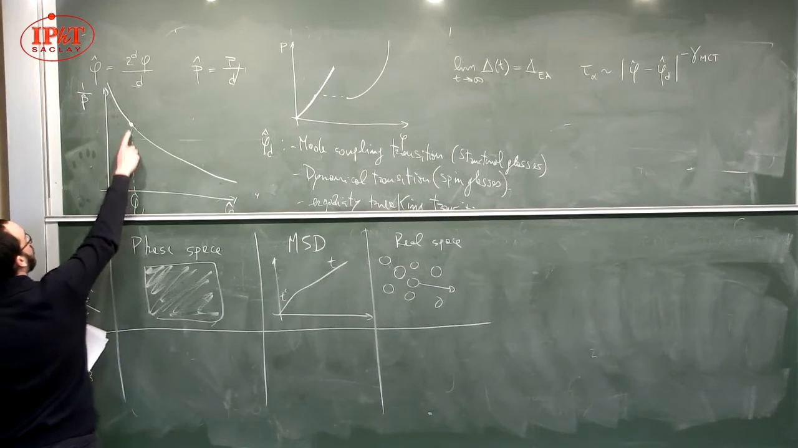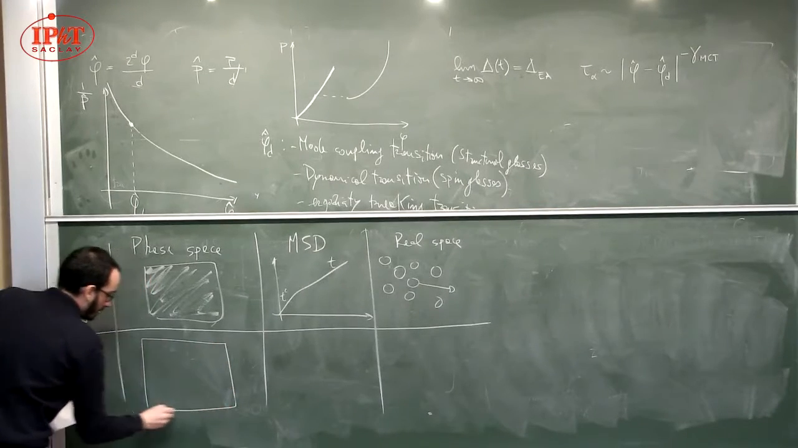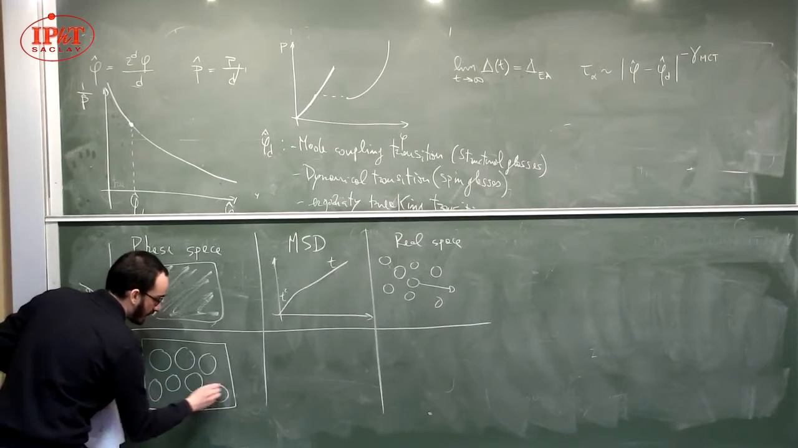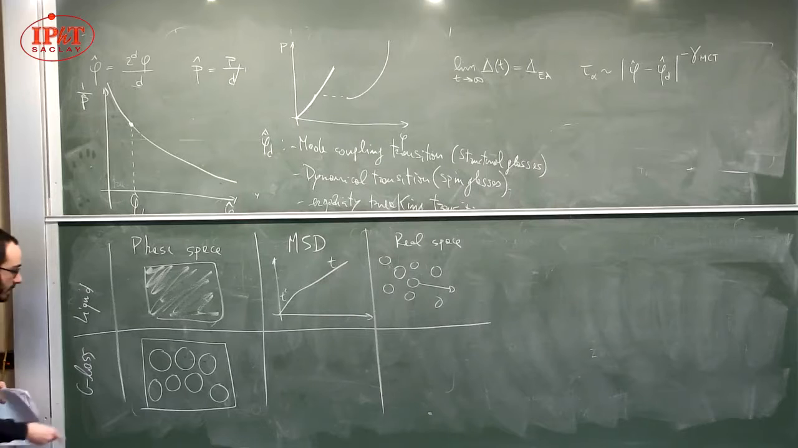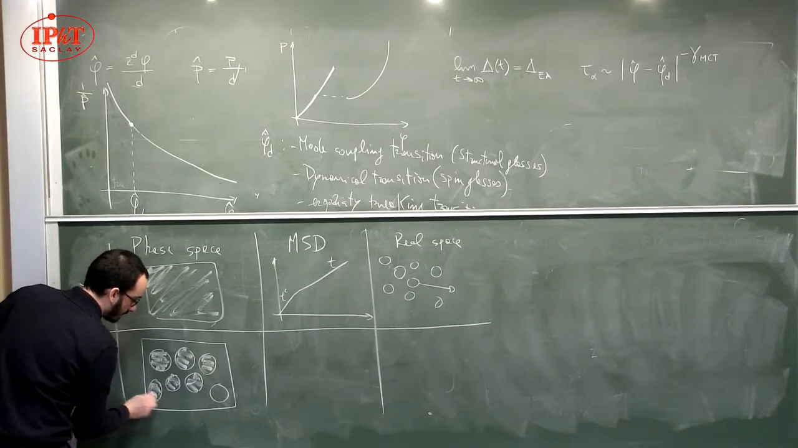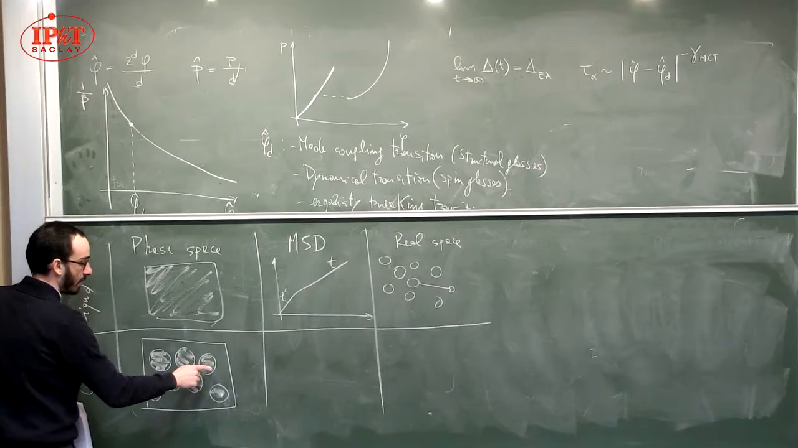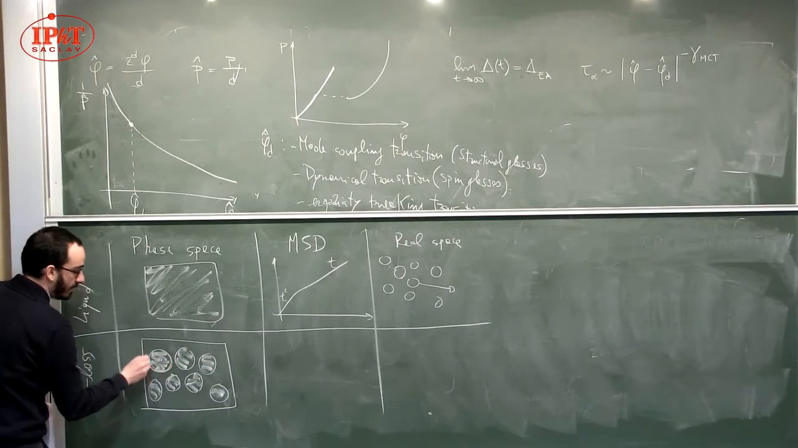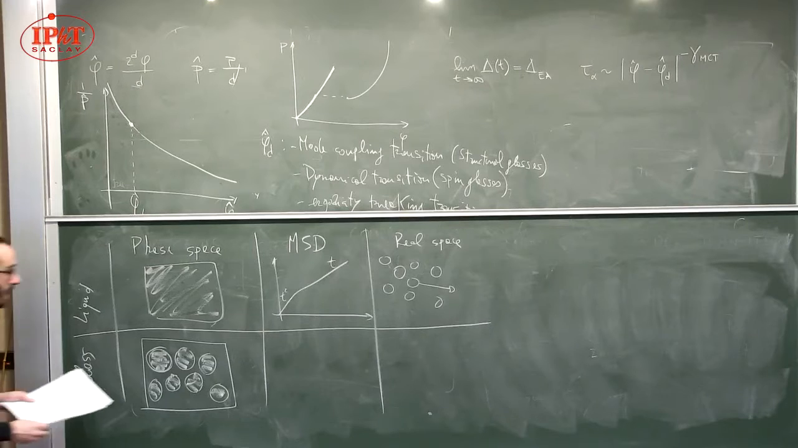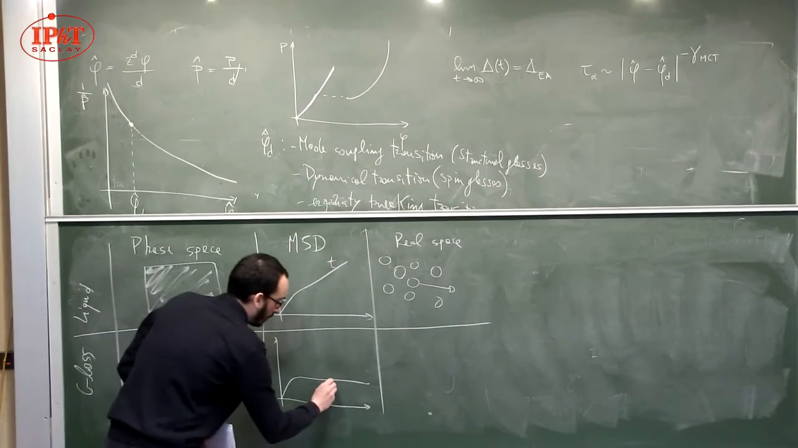Instead, when you are in a glass, so when you cross this dynamical phase transition, the phase space gets clustered into a large number of regions. If you start the dynamics of the system in one of these regions, then it's very hard to go to the other ones. So it will be confined in a limited portion of phase space. That's why it's called an ergodicity breaking phase transition. This is reflected by the behavior of the mean square displacement, which is just stuck to a plateau.